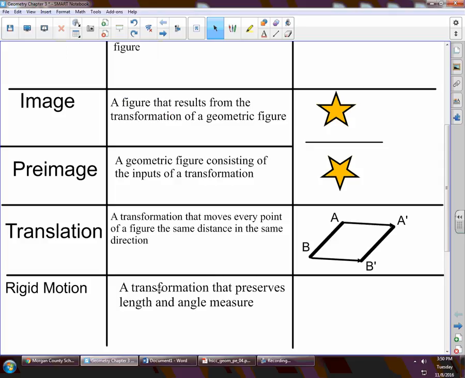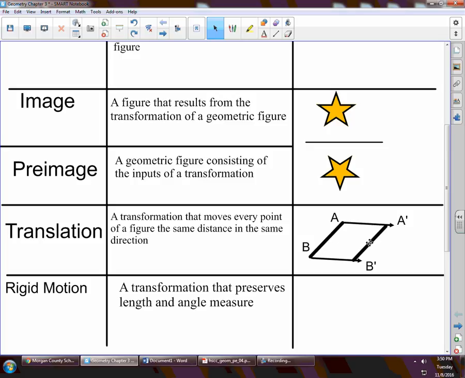A rigid motion is a transformation that preserves the length and the angle measure. Okay, so with a rigid motion, it's important to know that the length of the segments or the angles of the shapes or polygons do not change. They're being preserved by a rigid motion. So if we look up here, this is an example of a rigid motion. The length of our segment AB was preserved.